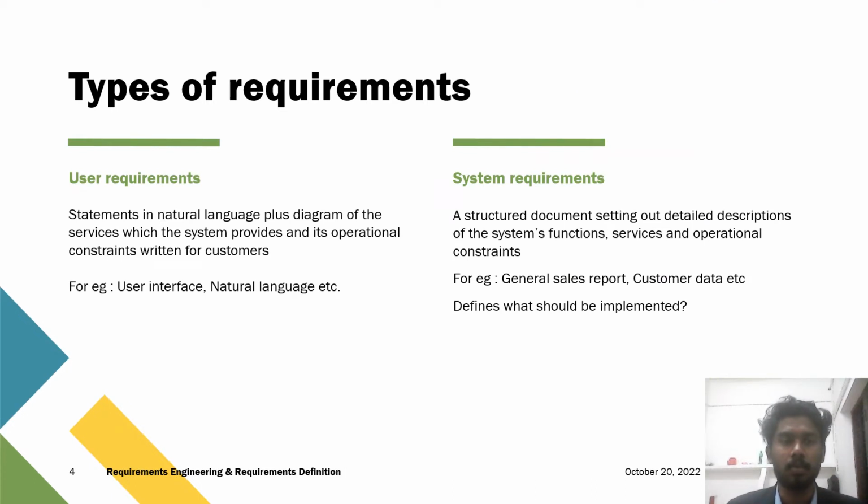There are two types of requirements. One is user requirements and another one is system requirements. A user requirement is a statement in natural language plus diagrams of the service which the system provides and its operational constraints, written for the customers. For example, user interface and natural language. And in the case of system requirements, it's a structured document setting out a detailed description of the system's function, service, and operational constraints. For example, generate sales report, customer data, etc.